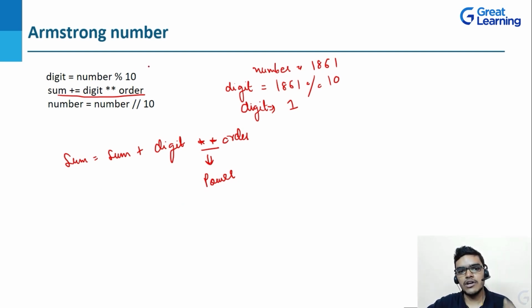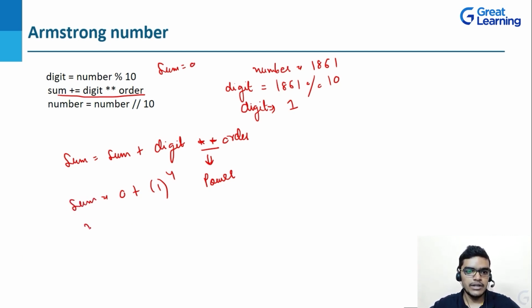As I told you, let's come to the first step. The logic I will implement is sum is equal to 0 initially. So my sum will be 0, and the digit I have already got as 1. The power will be the number of digits. The number of digits here is 4: 1, 2, 3, 4. So it will go to the power of digits, so it will be 1 to the power 4. So now my sum is equal to 1 to the power 4. Now I will use the floor division operator, which will give me the whole number. I have the number as 1861, so if I do floor division, I will get my number as 186.